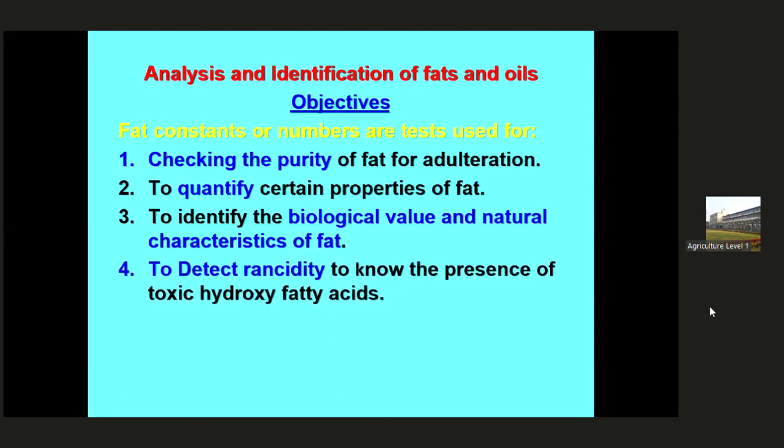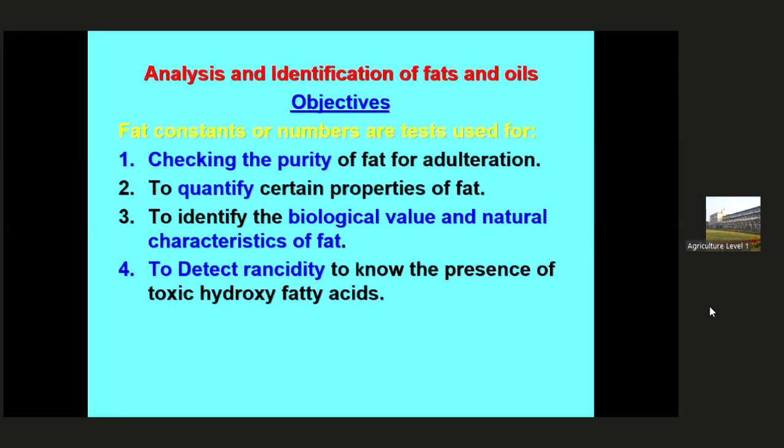To detect rancidity is very important. Another objective of the identification or characterization of fat is to find whether any kind of rancidity has occurred. If rancidity has occurred, the fat loses its original properties, and if you consume it, it will cause different types of disease symptoms in your body. So you have to discard it. These are the basic objectives for the identification as well as the characterization of fat: whether the fat is usable or not.